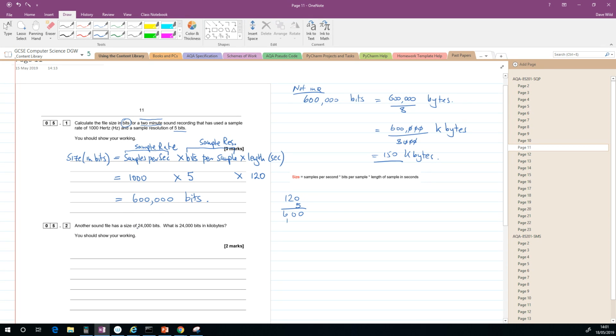Part 2. Another sound file has 24,000 bits. What is 24,000 bits in kilobytes? Here we go. So we've got 24,000 bits. So first of all, we go into bytes. So that's 24,000 divided by 8. And then into kilobytes, we divide by another 1,000. So we've got 8,000 here. So we've got 24,000 divided by 8,000. We can cancel some zeros. And 24 divided by 8 is 3. So our answer is 3 kilobytes.